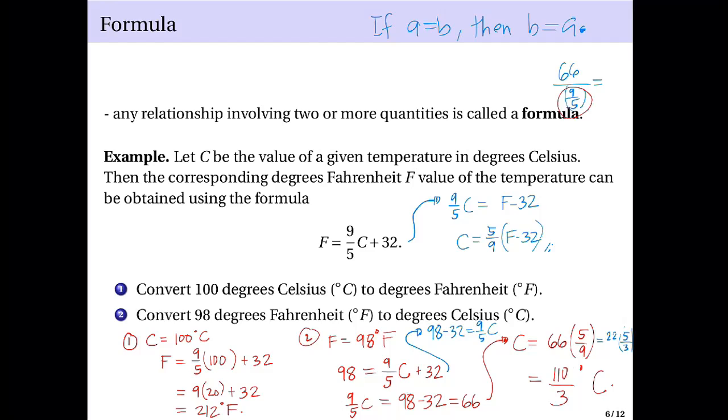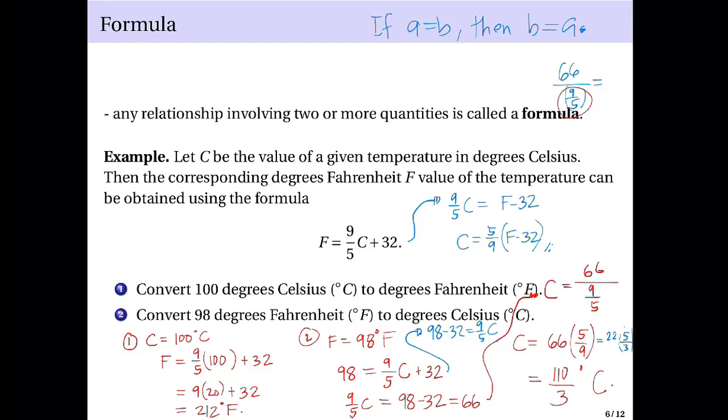So let us see. You have 9 over 5C equals 66. Okay? And then let us extend this arrow here. So you will have C equals 66 divided by 9 over 5, correct?